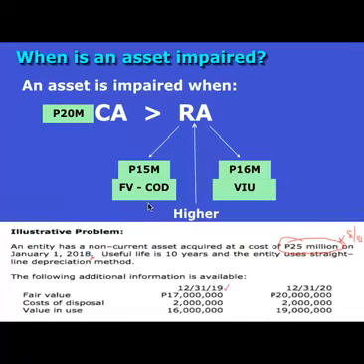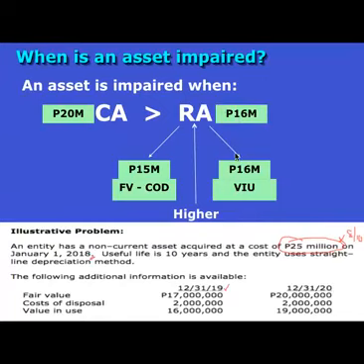Okay, amount recoverable from selling the asset, 15 million. From using the asset, 16 million. Now, if you are the owner of that asset, to recover the asset, what will you do? Sell or use? Of course, you will just use the asset. You will benefit more from using than from selling the asset. That will explain why the higher amount is the recoverable amount.